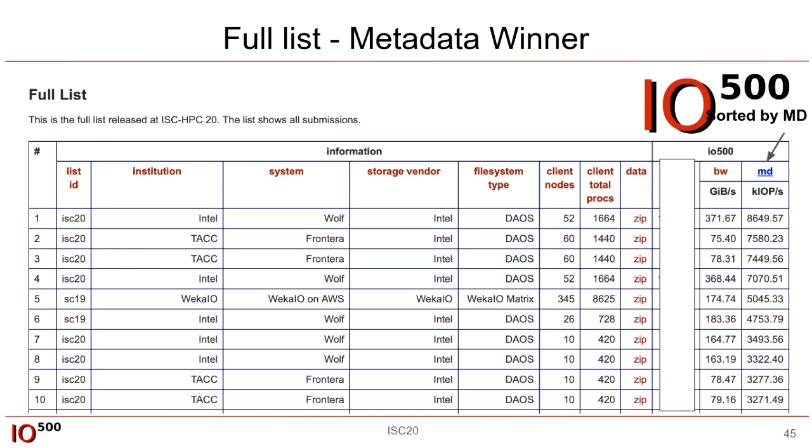So next we look at the metadata performance, and much like they did with the 10 node challenge, the DAOS system from Intel has taken a commanding lead on the full list for the metadata. In this case, they used 52 nodes instead of the 10 nodes that they used in the 10 node challenge. And again, thank you very much to Intel and congratulations.